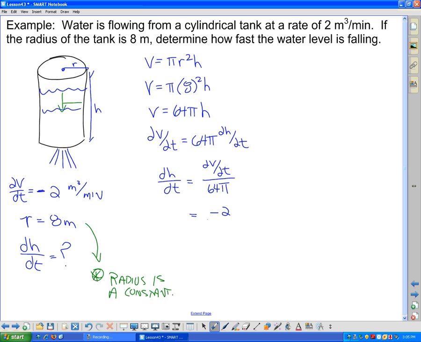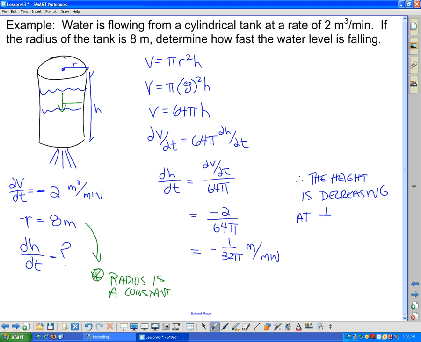So negative 2 over 64 pi, and we can reduce that to negative 1 over 32 pi meters per minute. Does it make sense it's negative? Yes, the height of the water is going down, so it's decreasing. So there is our final answer. So therefore, the height is decreasing at 1 over 32 pi, and we're working with meters per minute. And there we are.